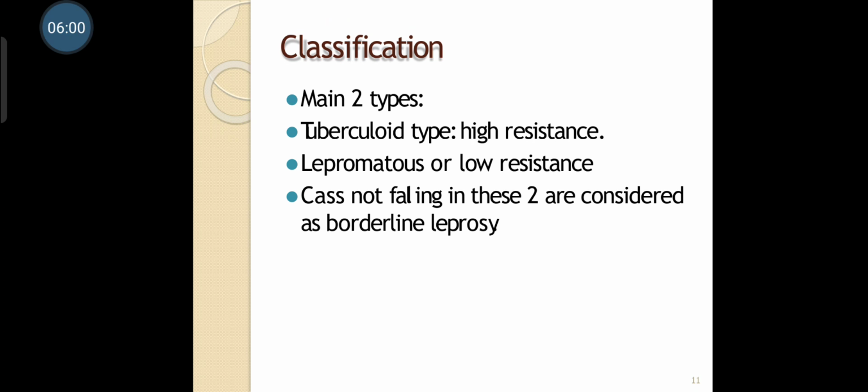Classification: there are mainly two types of leprosy: tuberculoid type, which has higher resistance, and lepromatous, or low resistance. The cases which do not fall into these two are considered borderline leprosy. So we have the two major types, tuberculoid and lepromatous, and the third one is borderline leprosy.